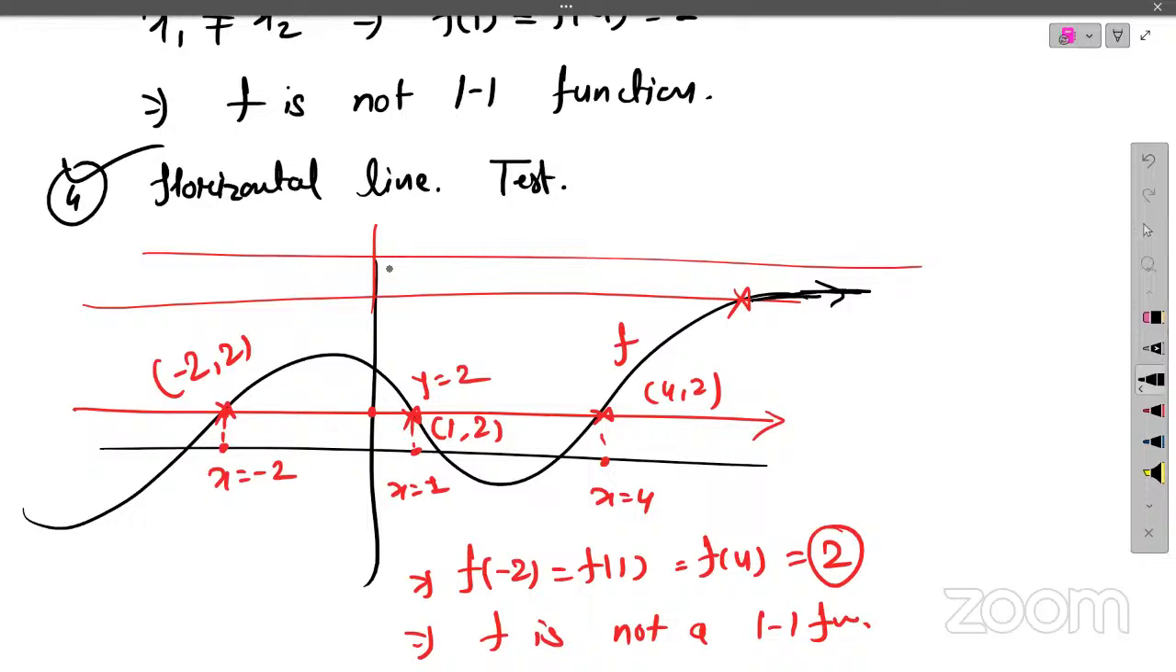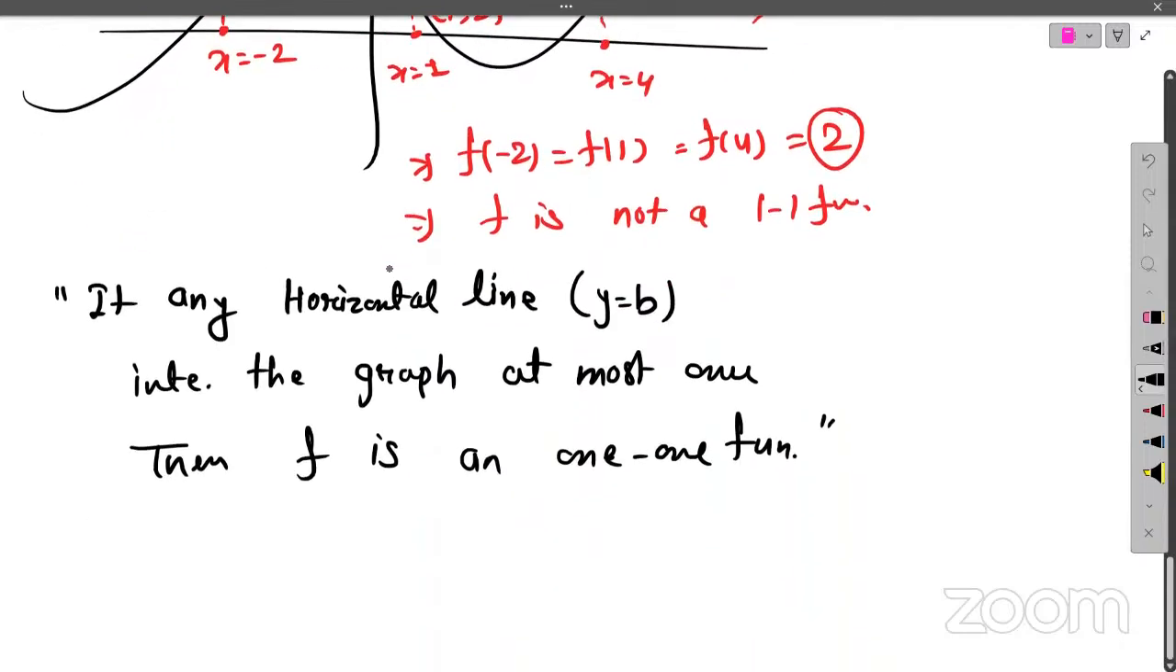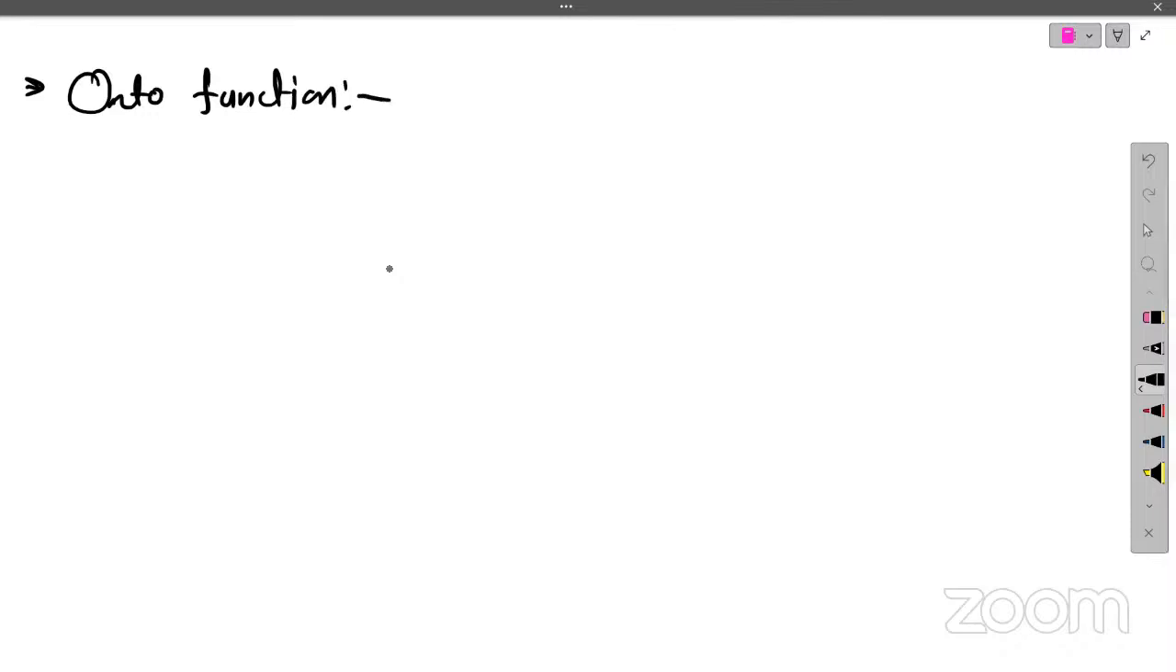So if you know how to draw a graph, then you can actually judge the nature of the function as one-one or onto. It's very easy to judge. Now let's go to the onto function. So what is an onto function? Onto, also known as a surjective function. Onto function means your range set is equal to the codomain set.